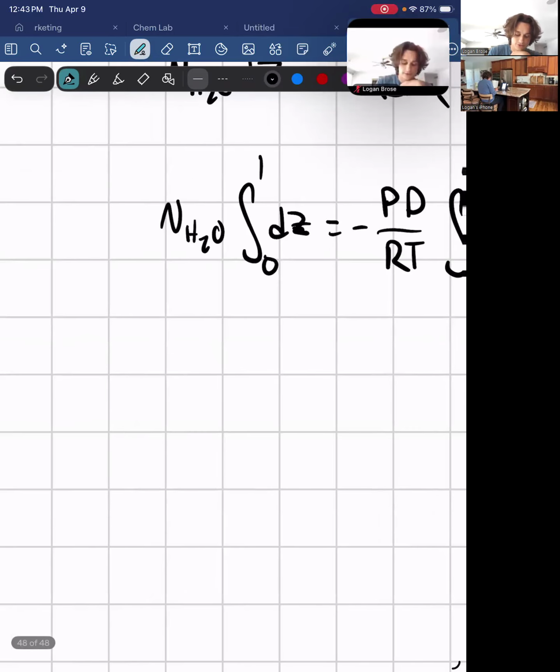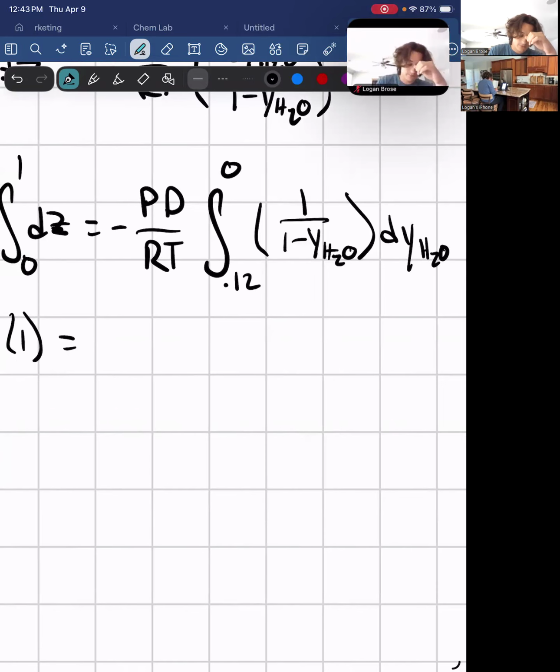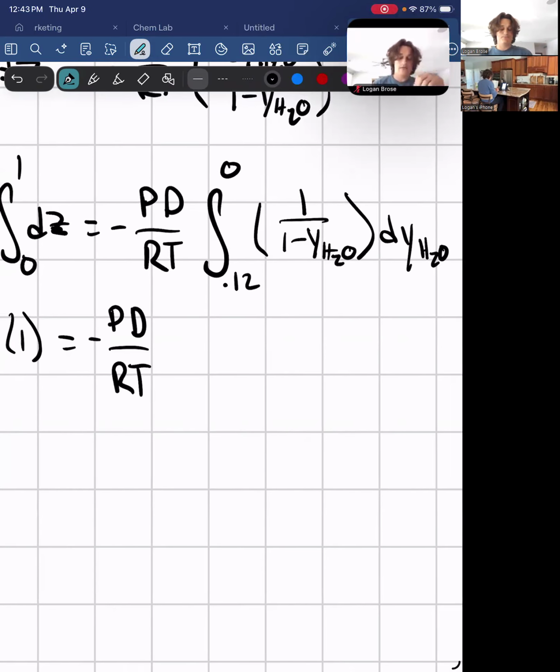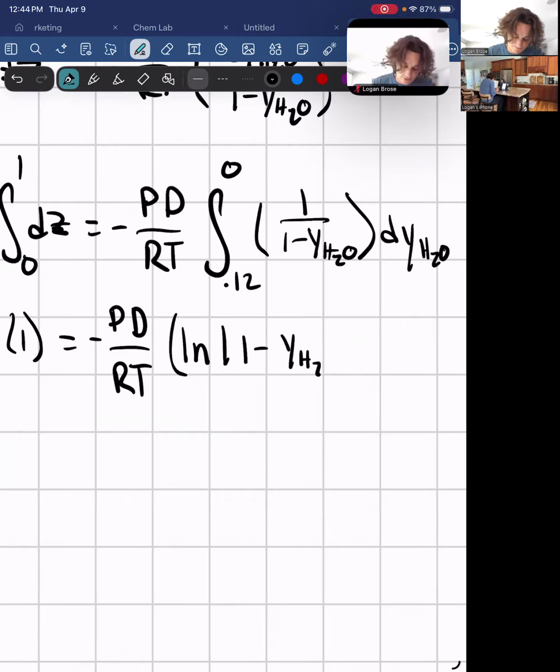Okay, so when we integrate here, we know that this is just NH2O times 1, right? Easy. And then over here, right, this is constant. And then we know that 1 over some value is the integral of that. It's just the natural log of what it's over, right? So ln of the absolute value of 1 minus YH2O evaluated from 0.12 to 0.